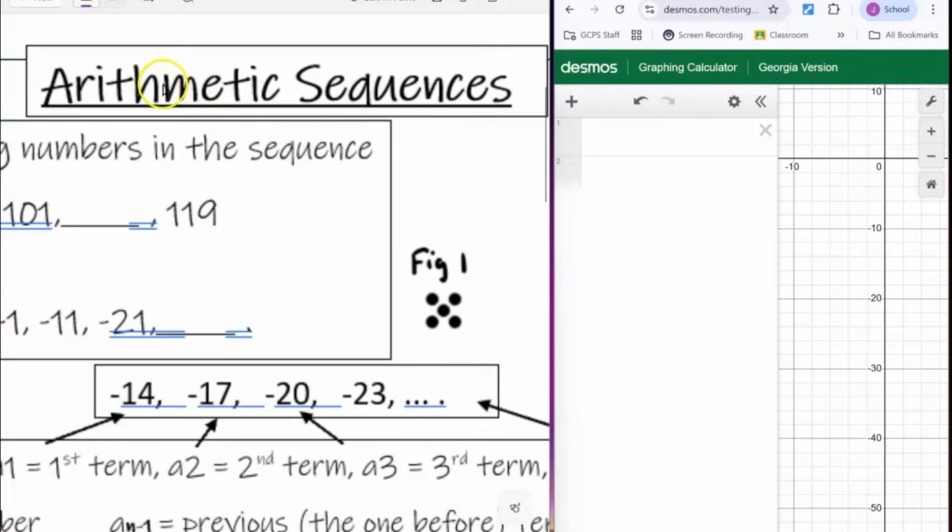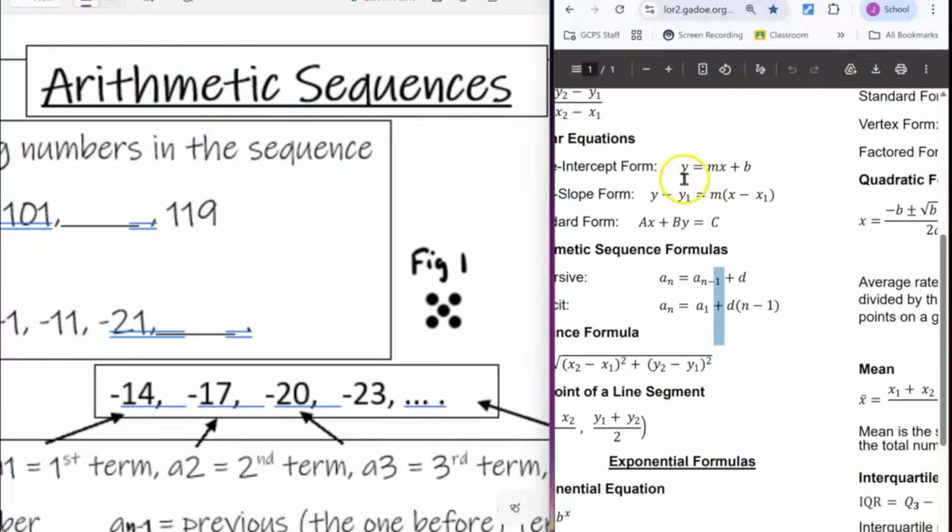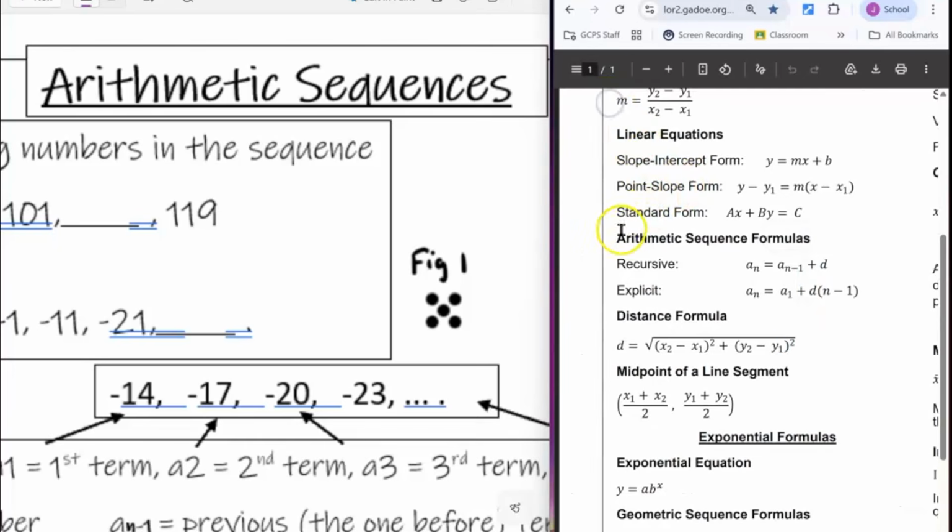So let's take a look at arithmetic sequences. This time we're going to look at explicit. So when you're looking at arithmetic sequences, this is the formula sheet / working sheet. There are two. So this one is explicit. I'm going to look specifically at.